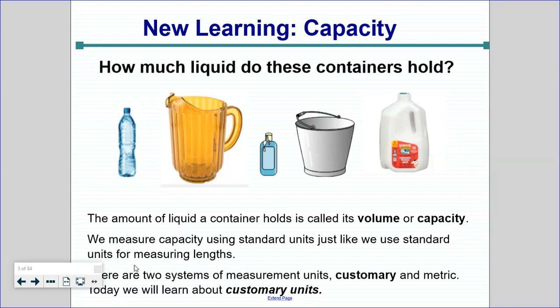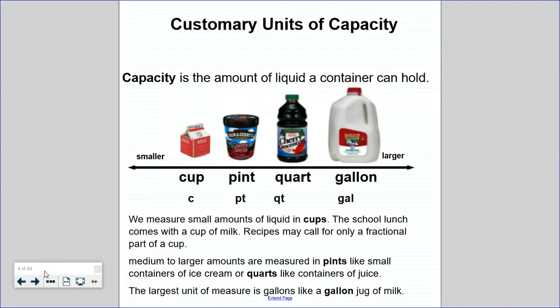To make things a little more complicated, there's two systems of measurement units. We have the customary system, which is the one that we typically use in the United States. And then there's also a metric system, which is what most of the rest of the world uses. So they're two completely different systems. They have different units. They're just completely different. We're not going to mix and match them. Okay, so today's lesson is just about customary units, and probably these will be the ones that you're most familiar with hearing. So these units are cups, pints, quarts, and gallons.